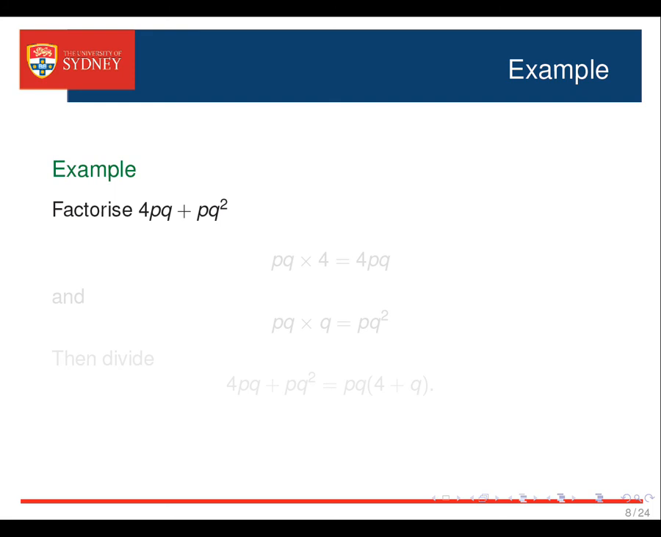Let's consider another example, to factorize 4pq plus pq squared. We find that pq is a common factor of 4pq and pq squared. Taking this common factor out, we are left with 4 in the first term and q in the second term. That is, dividing the expression by pq gives us 4 plus q. So the factorized expression is pq times 4 plus q. Notice here that 4 plus q contains no other common factors, so we can do no further factorization.